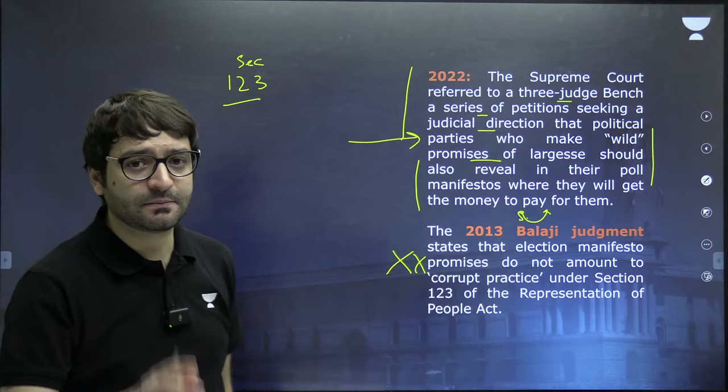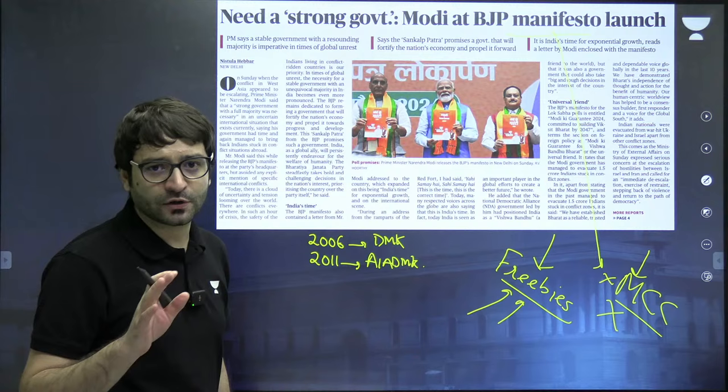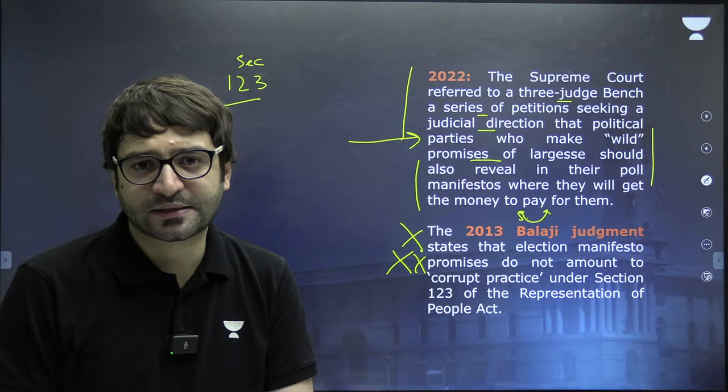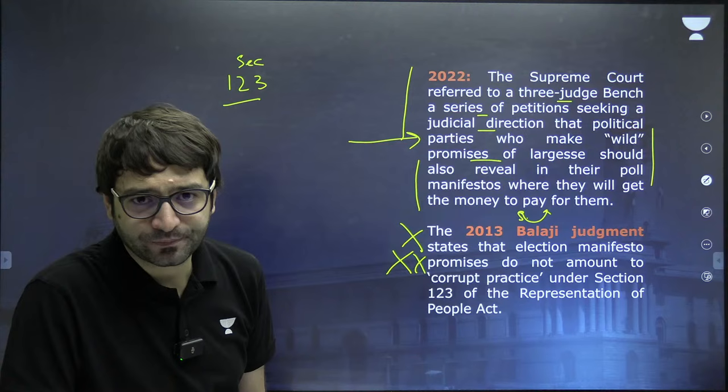But please keep in mind, election manifestos do not come under the model code of conduct. The promises made in election manifestos, no matter how wild, do not constitute corrupt practices under Section 123 of the Representation of the People Act 1951. Is that clear?